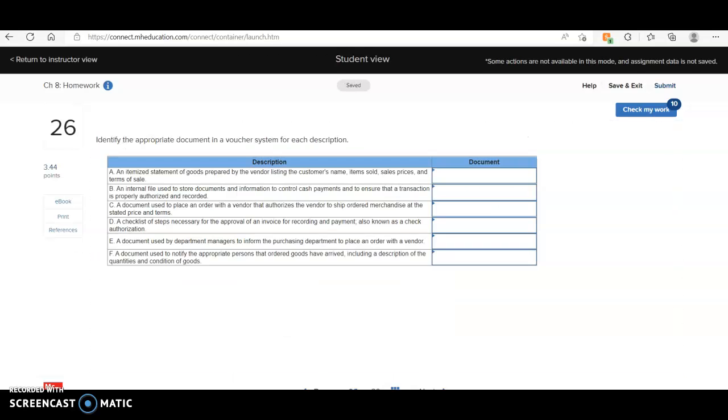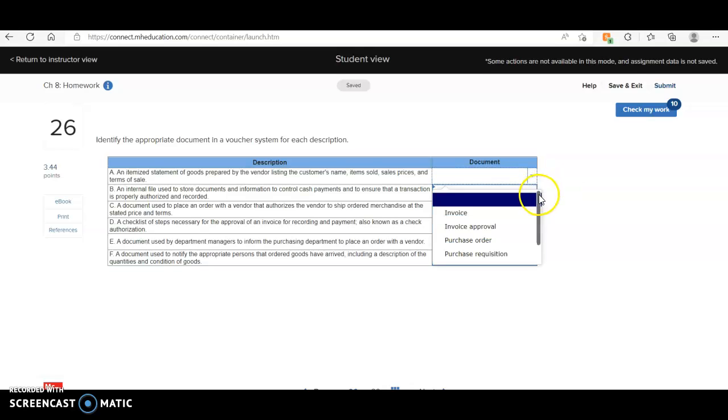When we look at number 26, this is looking at the voucher system. So it's asking you to identify which document is going to go along with that. So is it an invoice approval, purchase order, requisition, a receiving report, or a voucher? So again, that's just terminology and matching those up.